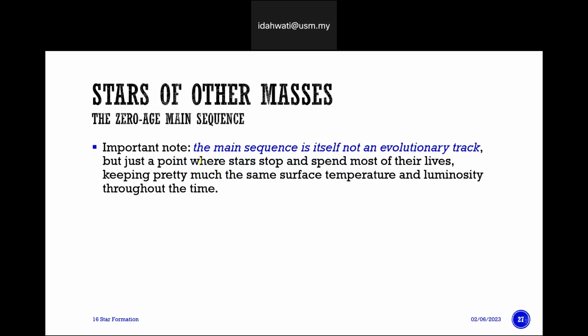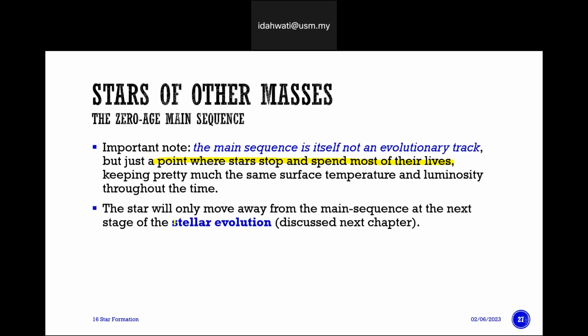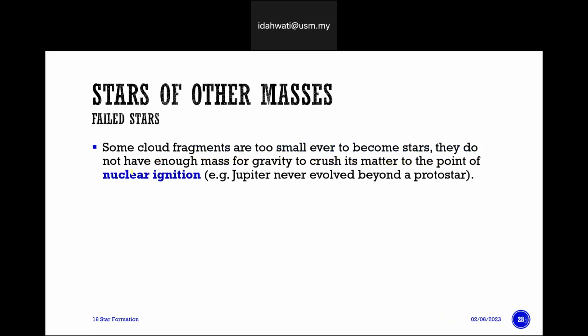The important note here: the main sequence is itself not the evolutionary track, but just a point where stars stop and spend most of their life, keeping pretty much the same surface temperature and luminosity throughout the time. The star will only move away from the main sequence at the next stage of stellar evolution. The stellar evolution will be discussed in the next chapter.